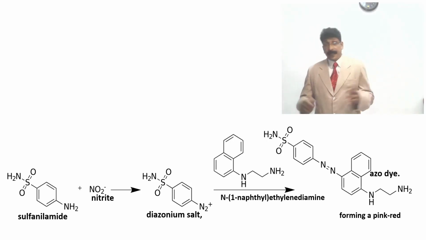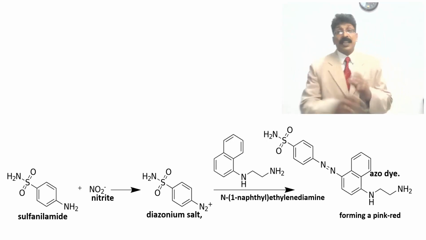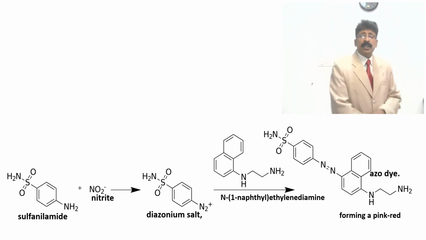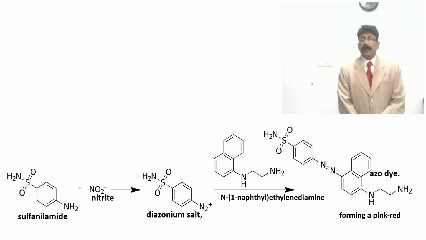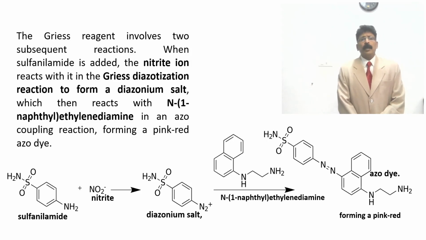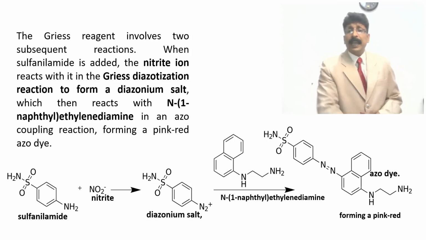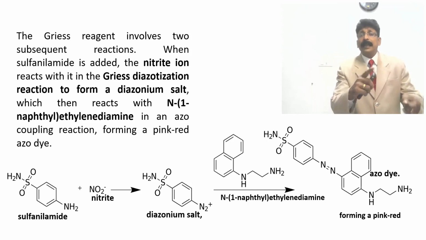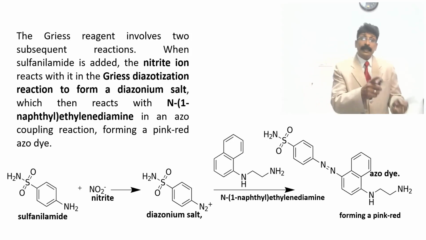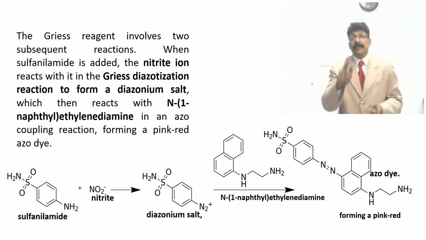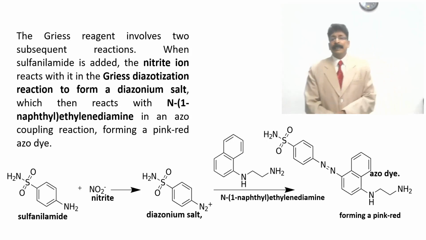If you want to be very perfect, you can go for lambda max estimation or scanning, because highly sophisticated instruments are nowadays available in every institution. The Griess reagent which you are using contains sulfanilamide, which forms the diazonium salt with the nitrite, and it reacts further. So the Griess reagent is a very important reagent in this experiment.